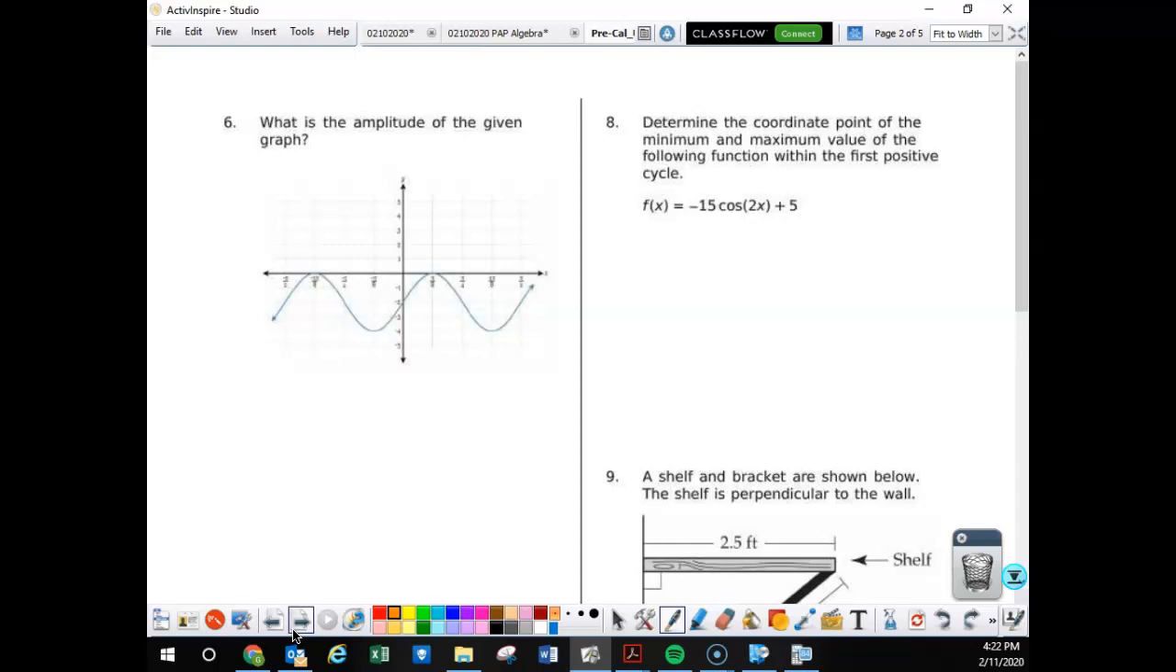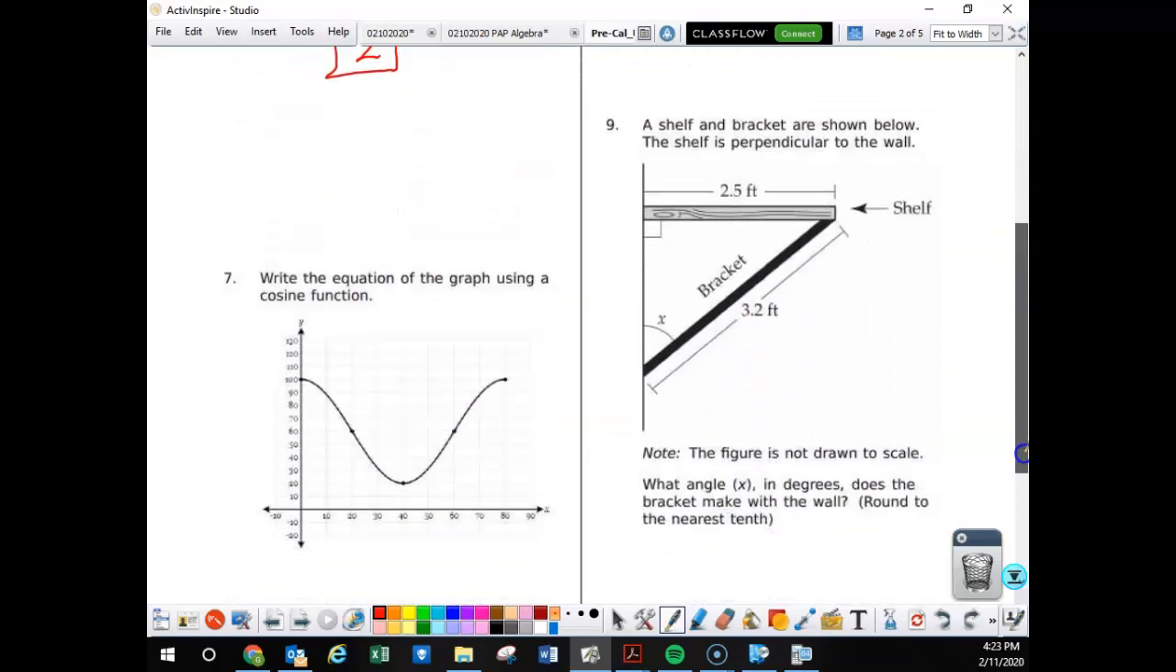All right, number 6. What is the amplitude of the given graph? So here the given graph is a sine graph, and if I try to figure out the midline, it's in the middle. So my midline is right here at negative 2. And the amplitude is just how much it is to the top and how much it is from the bottom. So from here to here is a distance of 1, 2. So the amplitude is 2. And from here to down here is also 2. So the amplitude of that graph is 2. Hopefully everybody should be able to do that.